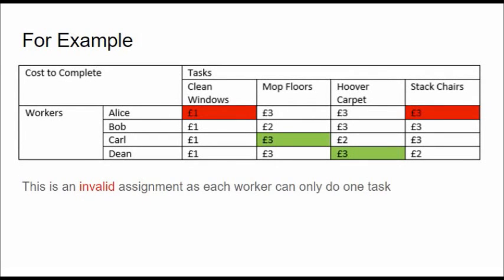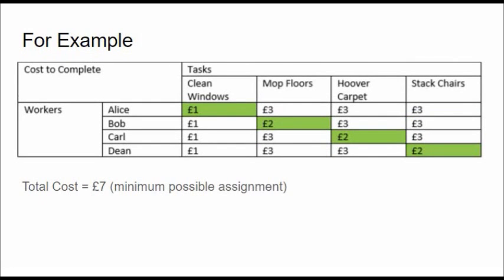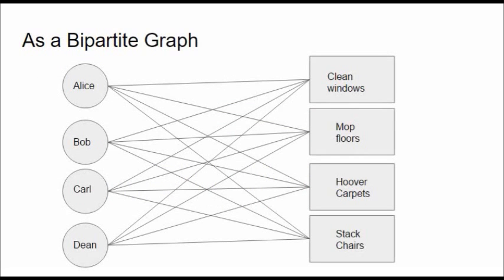Here is an example of an invalid assignment. And here is an example of a valid assignment, but it's not the optimal one. And this is the solution that we want, the minimum possible assignment. And here it is as a bipartite graph, but we will be using the matrix form.